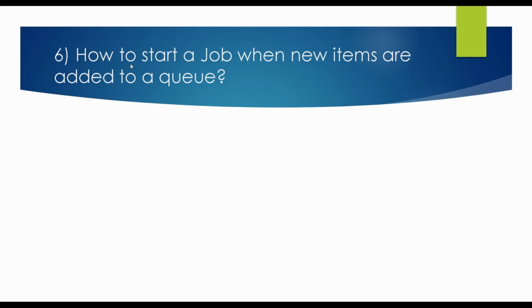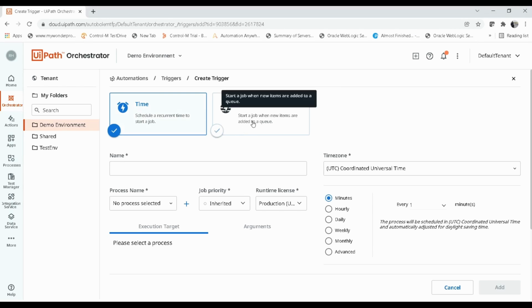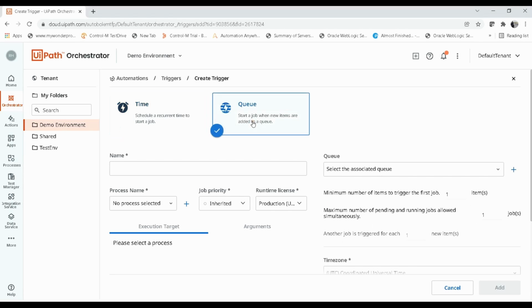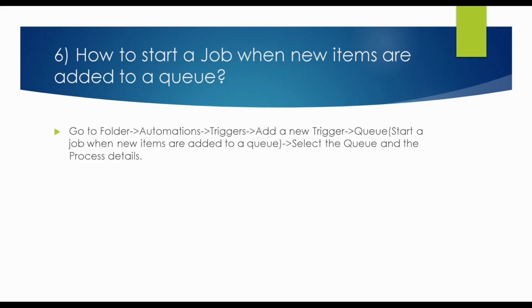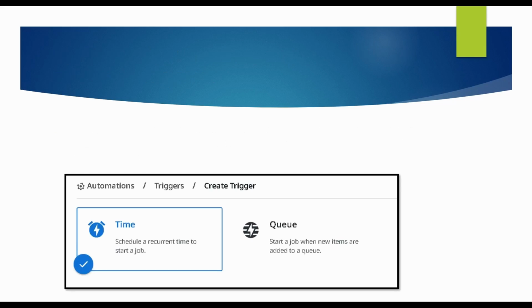So what is the question? How to start a job when new items are added to a queue. For that, you have to go with the queue method. So what is the queue method? Start a job when new items are added to a queue. Let me show you the answer. Go to folder, automations, triggers, add a new trigger, queue, start a job when new items are added to a queue, select the queue and process details.